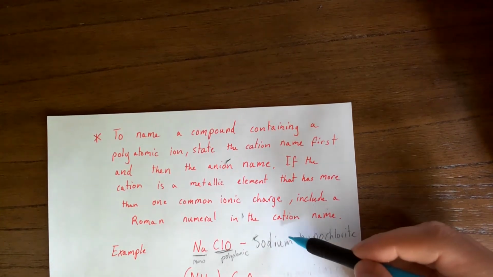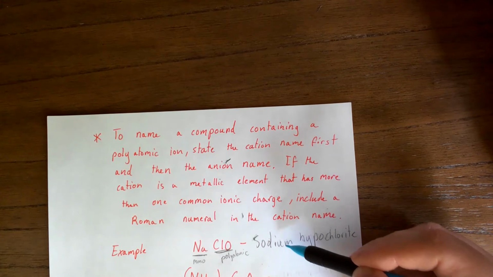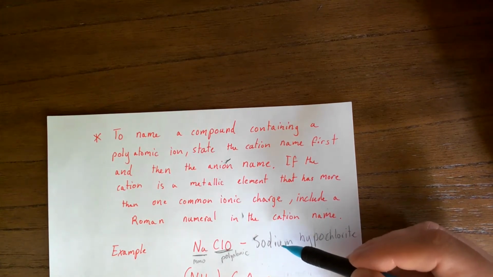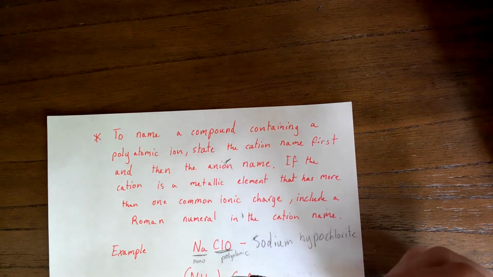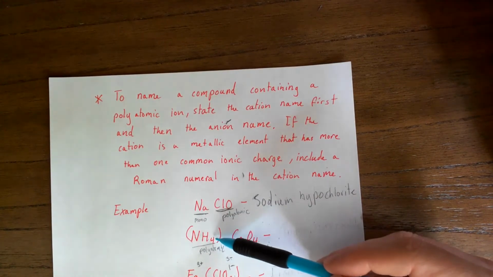Okay, notice that I did not write a Roman numeral here because sodium always has a 1+ charge. There's only one for alkali metals and alkaline earth metals. There's only one specific type of charge. For group 1 elements it's +1, and for group 2 elements it's +2. Okay, let's look at the next problem.